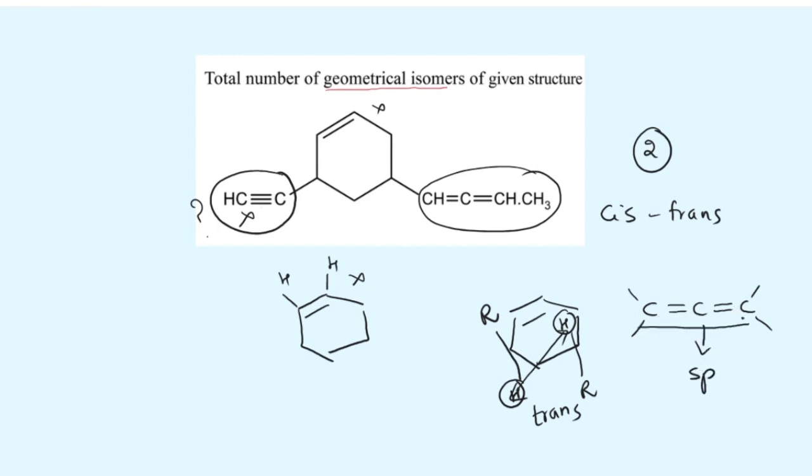That means what? This overall group will become linear, right? Don't assume that, okay, carbon here is sp2, therefore it will exhibit geometrical isomerism. No, that doesn't happen. See, the overall molecule is linear due to this sp hybridized carbon. Hence, you cannot do geometrical isomerism.